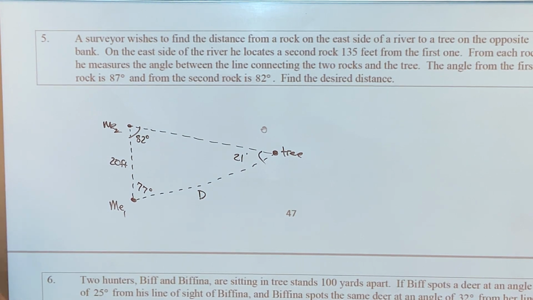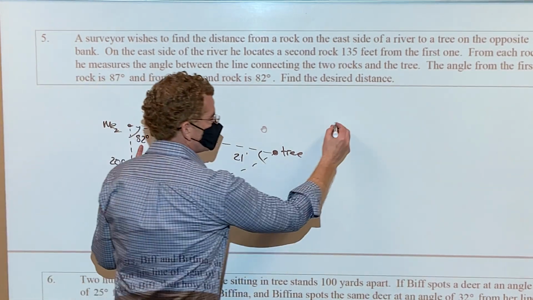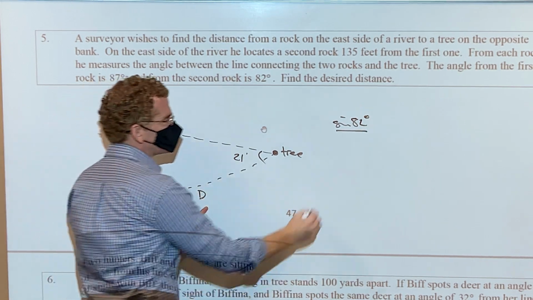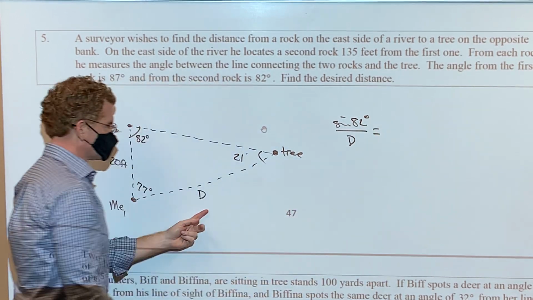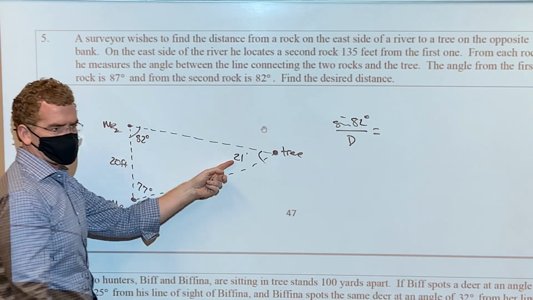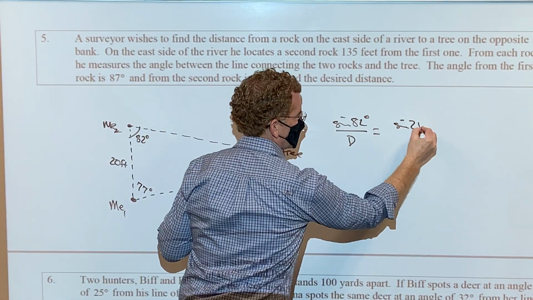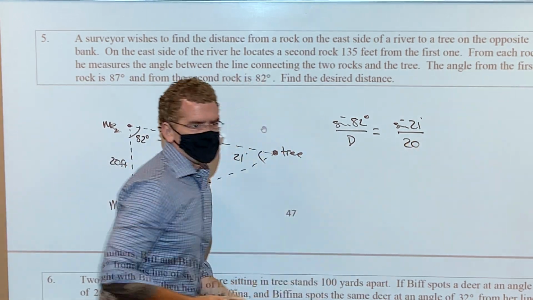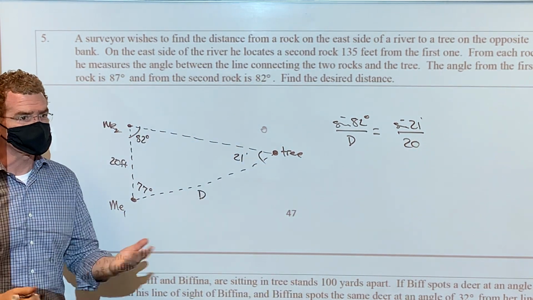Law of sines, so you would say sine of 82 over that side equals sine of 21 over that side. And I literally can find the distance there.